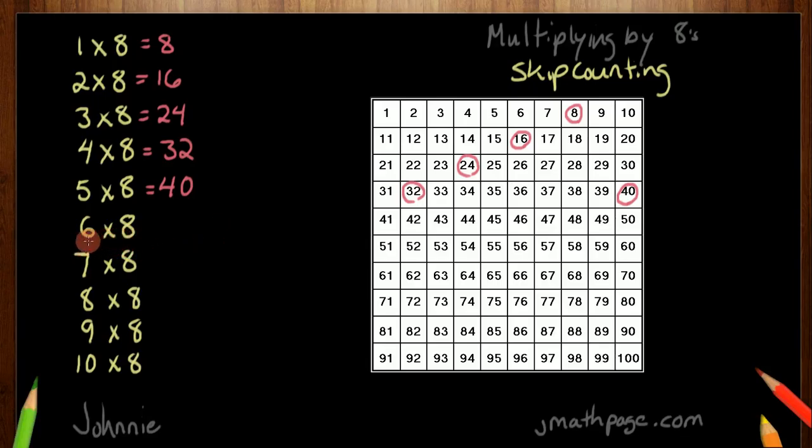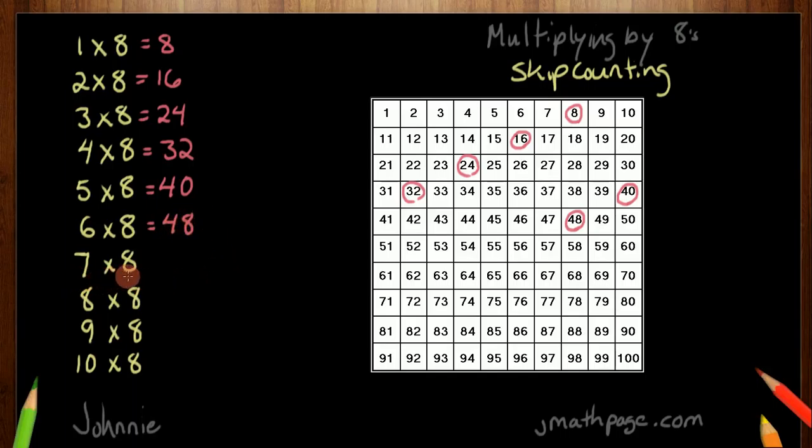What about 8 skip counted 6 times, or 6 times 8? Well, we've gone 1 time, 2 times, 3 times, 4 times, 5 times. Let's add again. 1, 2, 3, 4, 5, 6, 7, 8. Now we've gone 6 times. All right. So we know that 6 times 8, or 8 skip counted 6 times, takes us to 48.